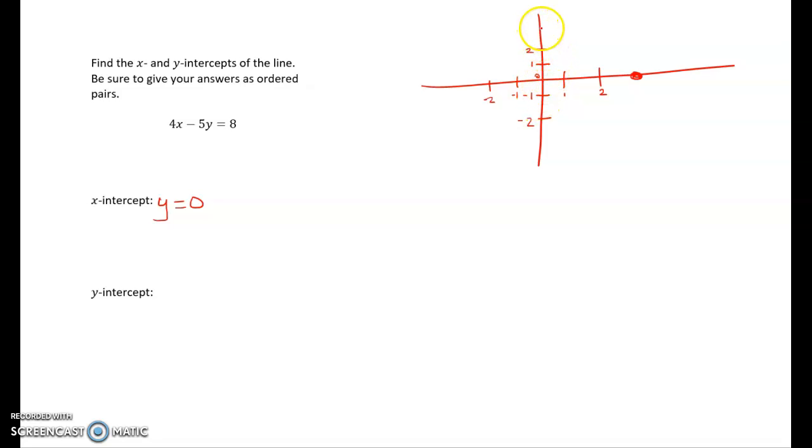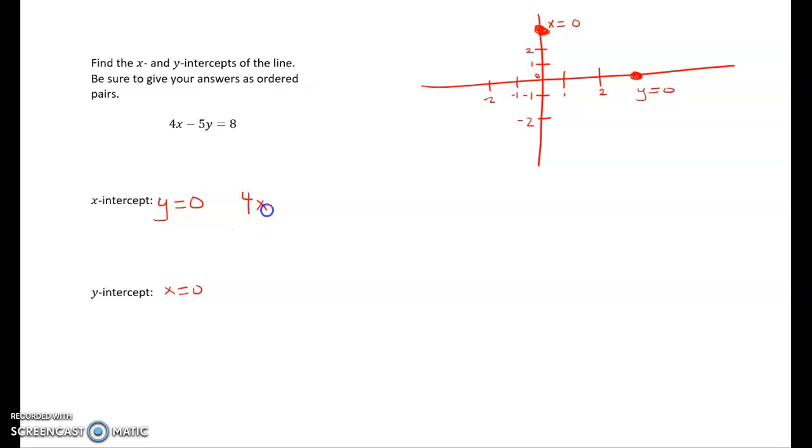So the y-intercept is just anywhere on the y-axis. Once we find it, we can put it there. But we know no matter what, that x will equal 0 at this y-intercept. Okay, so that's very important to remember. So let's go ahead and find it now. So the x-intercept, we know y will always equal 0, and so we'll substitute that in.